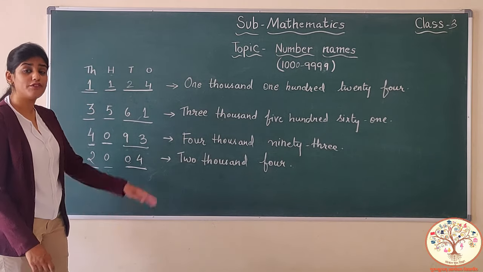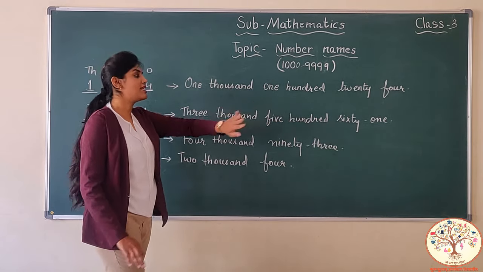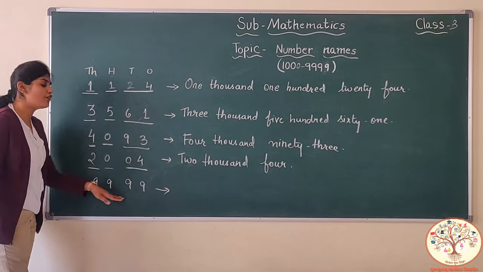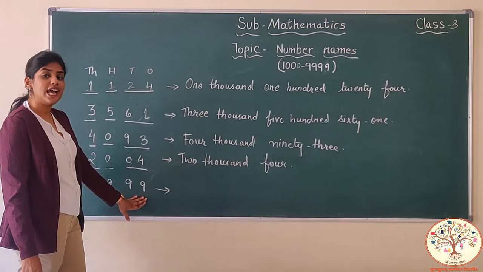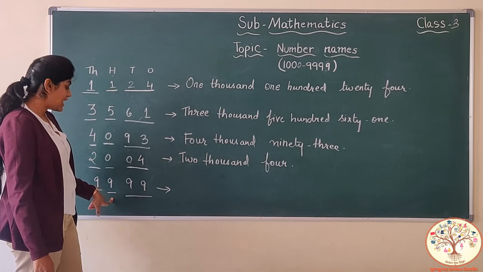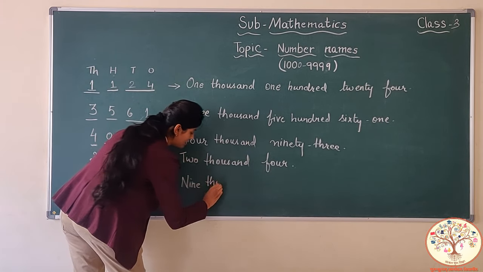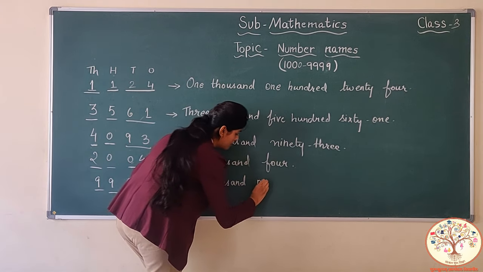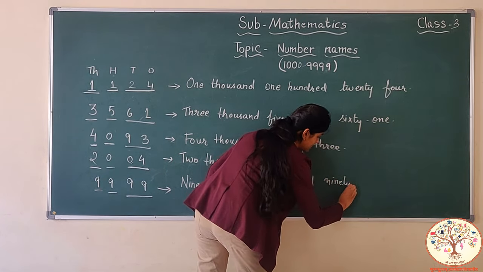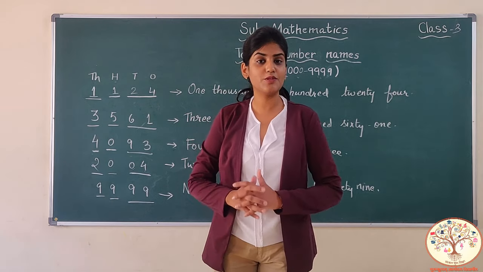So, this is how you can make the number name for a 4-digit number. There is nothing new. Again and again I am saying, only the 1000 place is added, the rest everything is the same. Now, we will go to the largest 4-digit number, that is 9999, and the number name for this number will be, yes, 9999. So, this is how you can write number names for any 4-digit number.